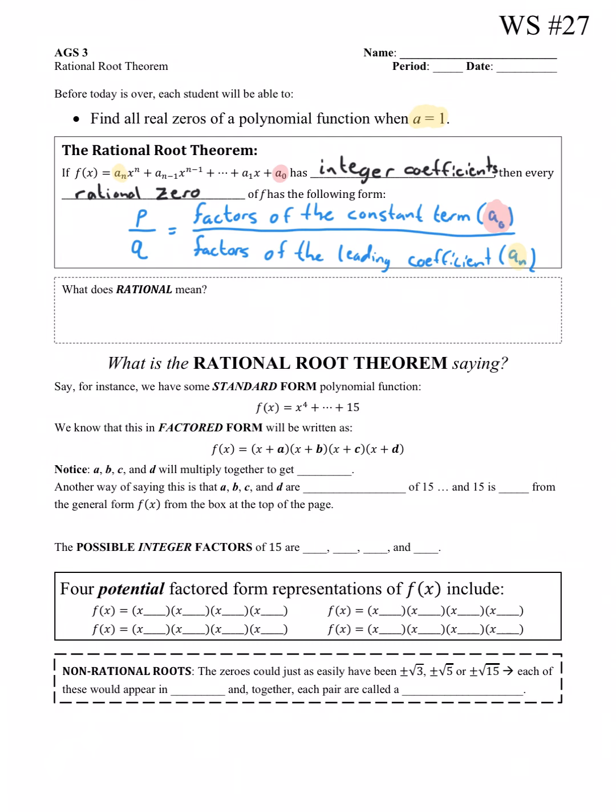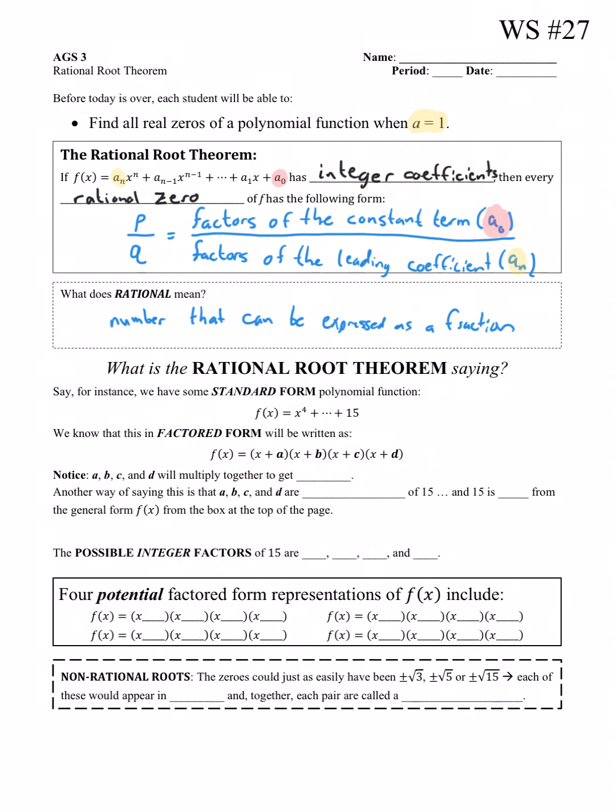And just a refresher, what does rational mean? Because it says then every rational zero. Well, rational means a number that can be expressed as a fraction. Because sometimes we'll have irrational zeros, and those would be something we find when we use the quadratic formula to solve for a missing zero, something like that.